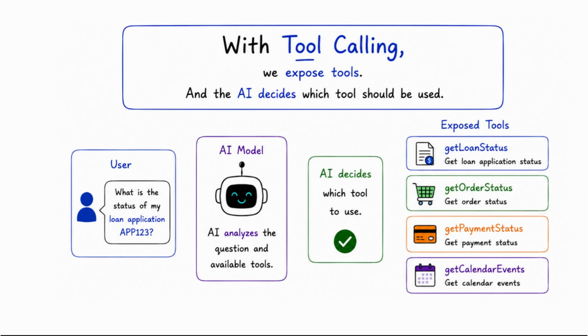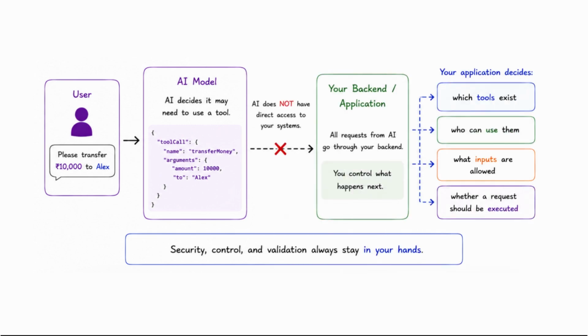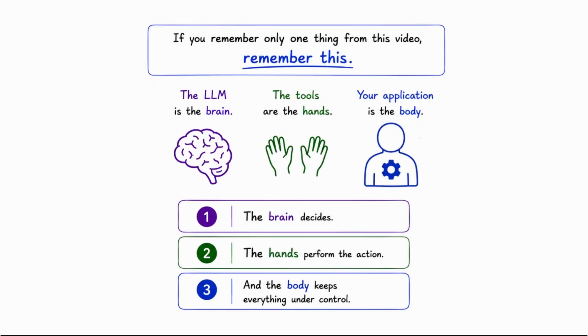Now imagine exposing a tool called transfer money. Without any permission checks, that would be terrifying. This is why AI never gets direct access to your systems. Your backend remains fully in control. Your application decides which tools exist, who can use them, what inputs are allowed, and whether a request should be executed. If you remember only one thing from this video, remember this. The LLM is the brain, the tools are the hands, your application is the body. The brain decides, the hands perform the action, and the body keeps everything under control.